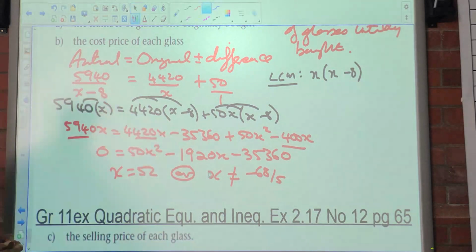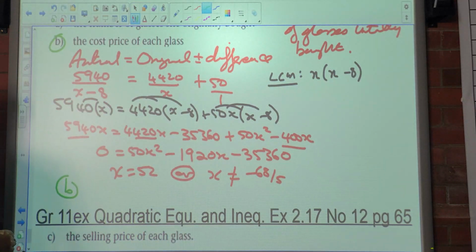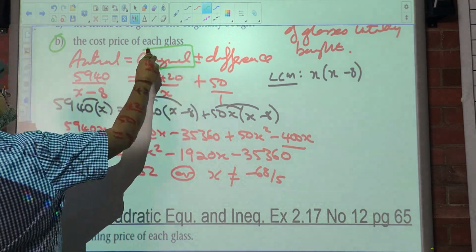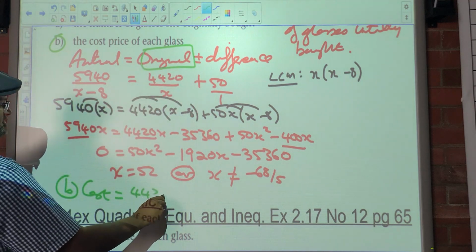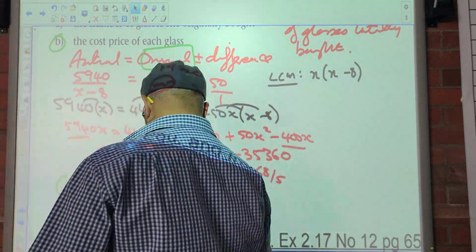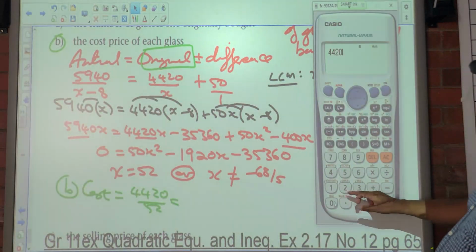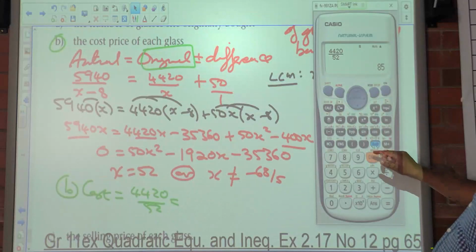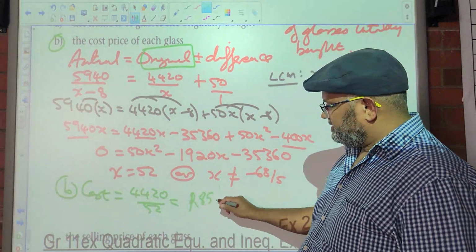Okay, let's look at B. B says calculate the cost price of each glass. So the cost price is the original price, not so. So the cost is going to give you 4,420 over 52. 4,420 over 52 gives us 85 Rand per glass.